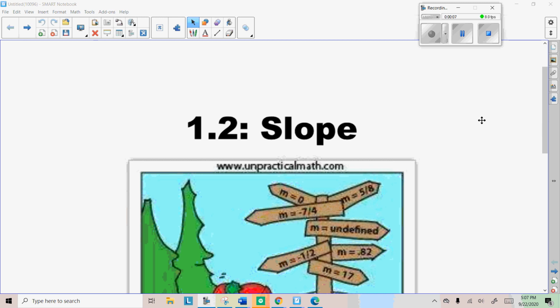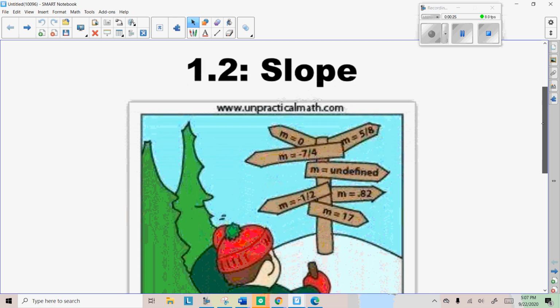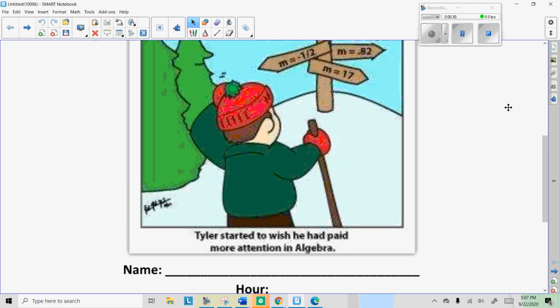We're going to start a bit of a new lesson here on 1.2, and it's on slope. Now, I know you have a little bit of experience with slope, but in algebra, and actually in all your math classes, you really need to have a good grasp of what slope is. So let's talk a little bit about what slope is, and we'll spend a couple days doing this.